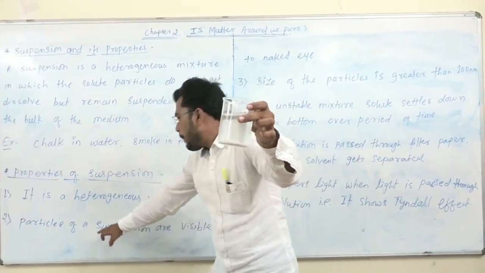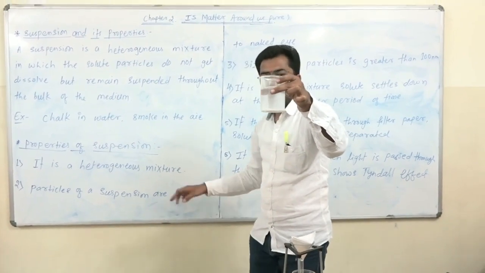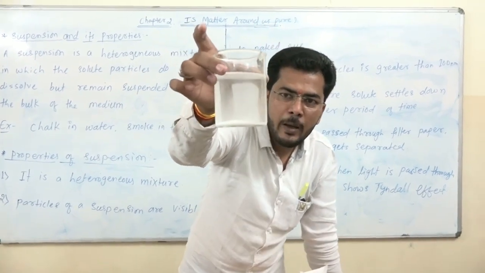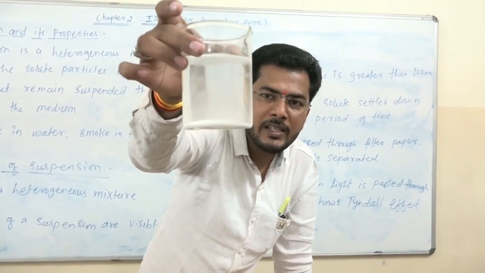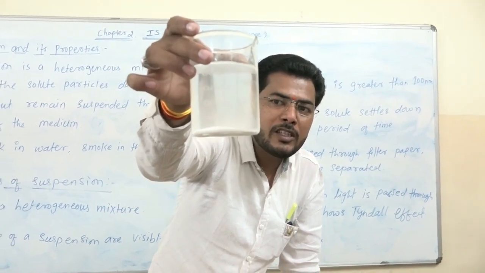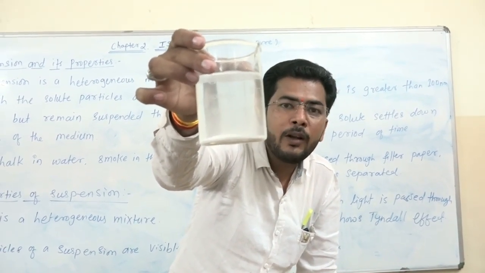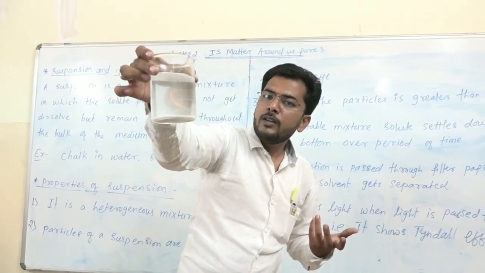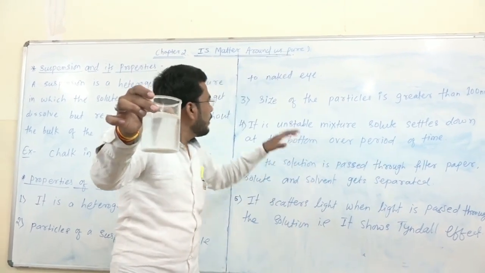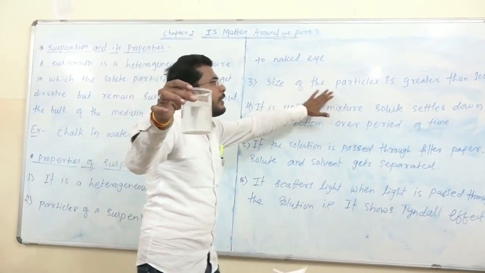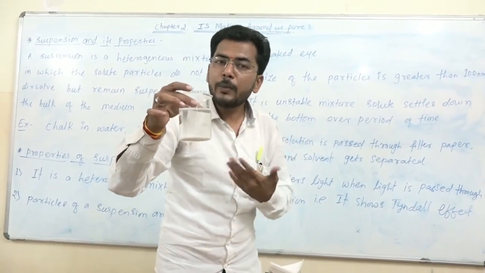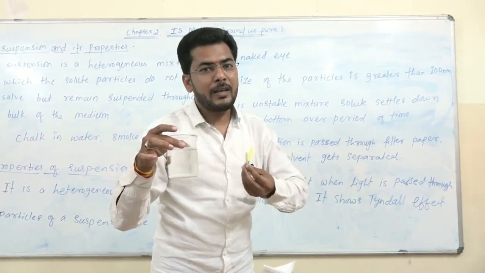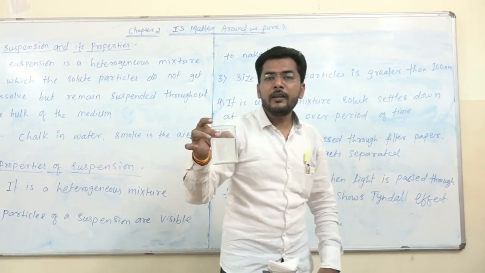The second property is that particles of suspension are visible to the naked eye. You can see these particles very well, suspended in the solvent, with your naked eyes. There is no need to use a microscope or any other instrument to see them. The third one: the size of the particle is greater than 100 nanometer. Why are these particles visible? The reason is that they have a large size, greater than 100 nanometer.